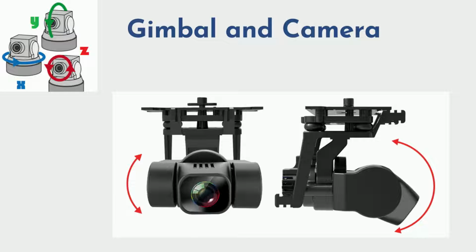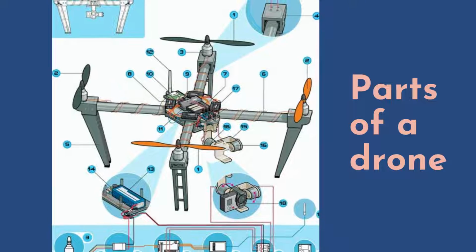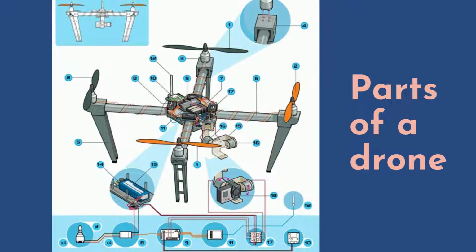Sports cameras are often used, which are light and small in size. In the image, we can see the number 1 are standard propellers, the number 2 are reverse propellers. They rotate in the opposite direction for flight stability.